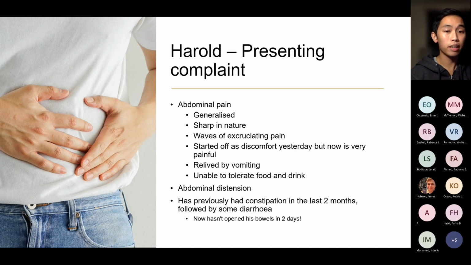He's noticed that his abdomen has become distended, and also that he's previously had constipation in the last 2 months, followed by some diarrhea.